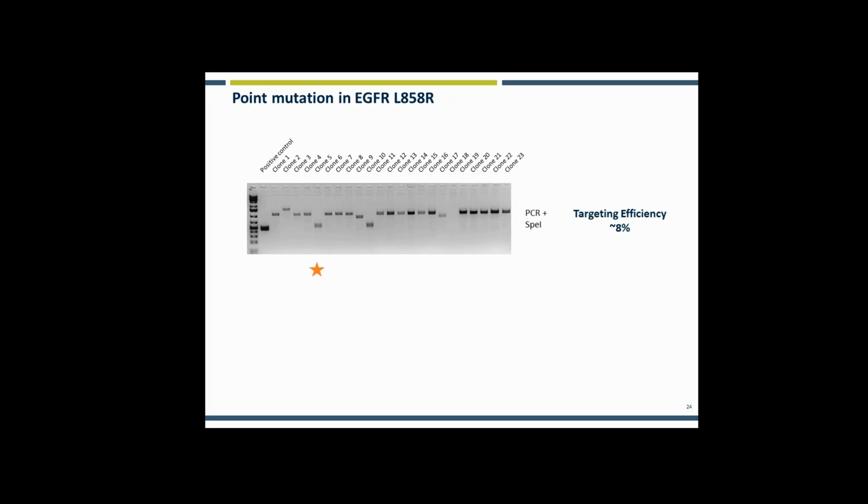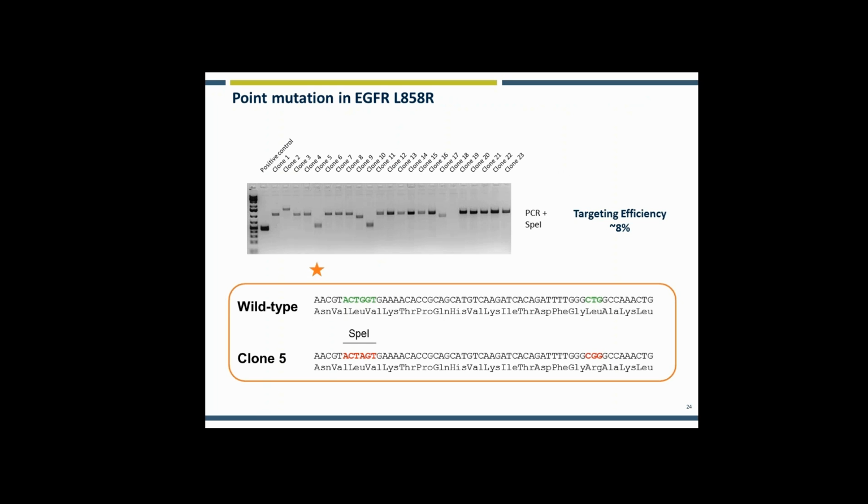And so I showed this example last week. This is where we've introduced an L858R mutation into the EGFR gene. And critically, we did this at the same time as introducing a SPE1 site, which allowed us to screen for those clones into which the donor had been integrated. And you can see here clones 5 and 10 are susceptible to SPE1 digestion, which indicates that they have integrated the donor. And so of the 23 clones we screened, we observed 2, which is approximately a targeting efficiency of about 8%.